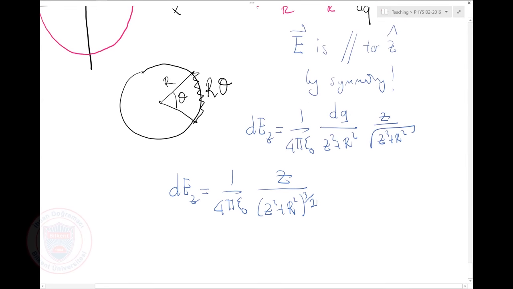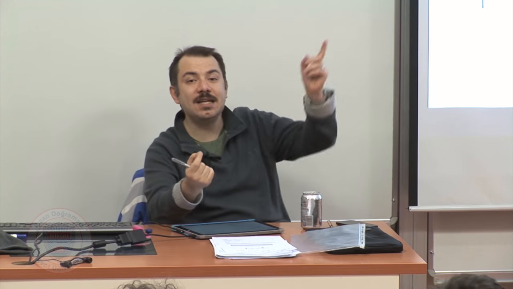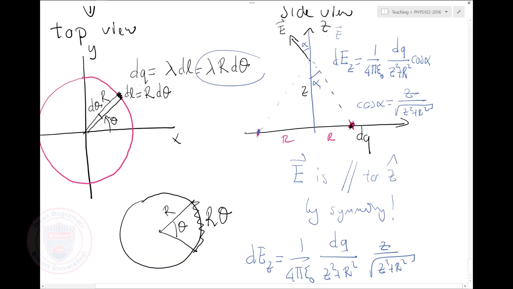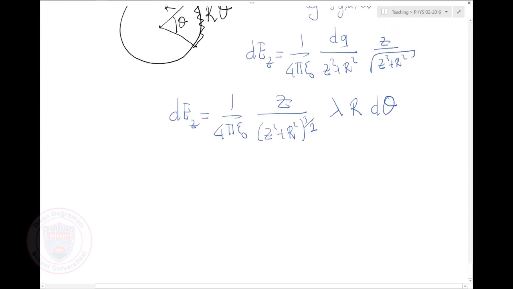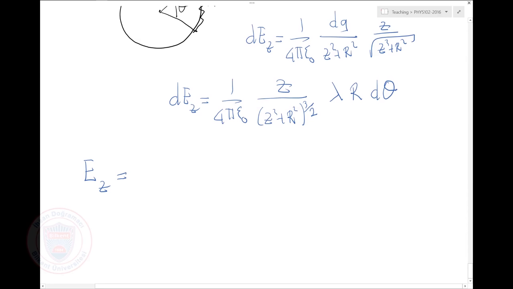And dq is lambda times r times d theta. What did I find? What's this object dEz? dEz is the z component of the electric field created by this small section. To find the full electric field, what do I need to do? I need to go over the whole circle and add all of these Ez contributions.